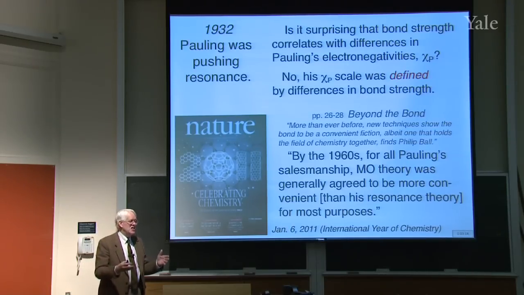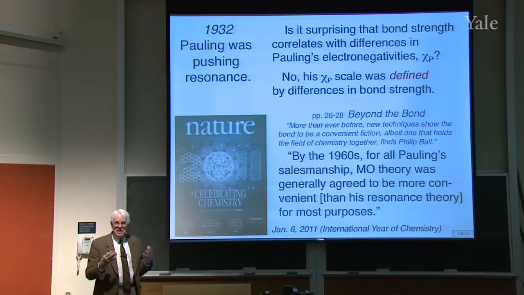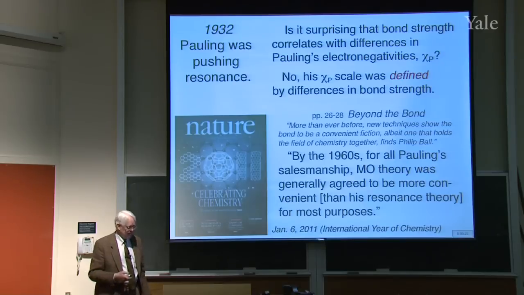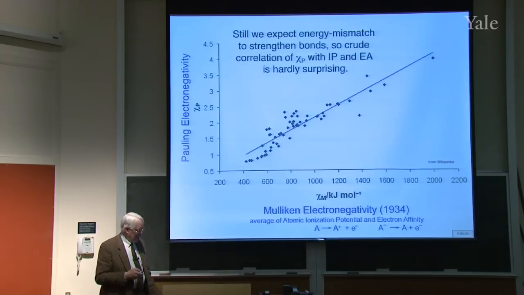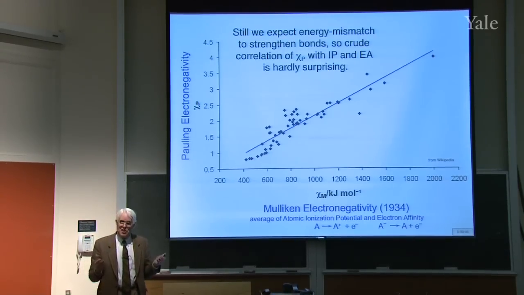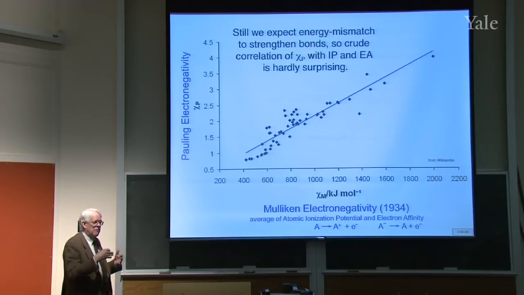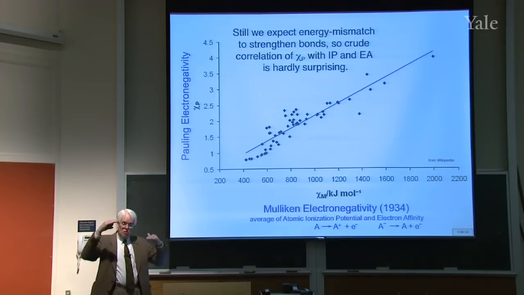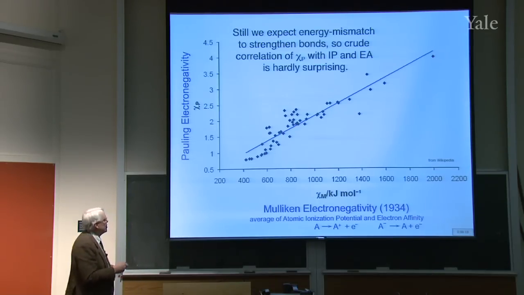But elementary teaching tends to lag behind where people are. So resonance is still a big thing in AP courses, I suspect, and so on. But at any rate, it's not surprising, really, that it works. Certainly it's not surprising that it should correlate with Pauling's scale, because that's what he used to define it, bond strengths. But the idea of polar bonds having high bond dissociation energy, in terms of what we talked about first, how far the electrons have to go up when you break the bond to get two free radicals, we expect that energy mismatch will strengthen bonds.